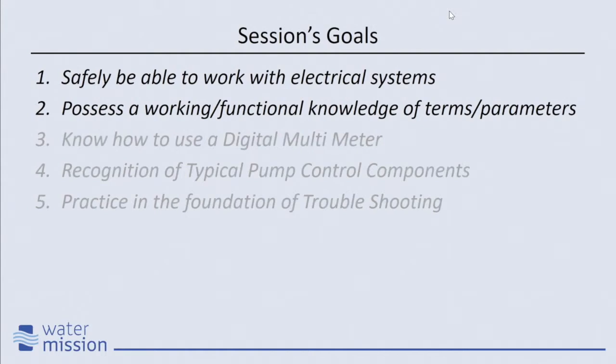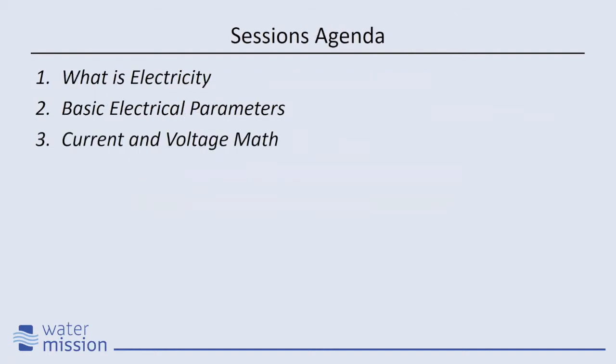In order to do that, we need to understand the terms and parameters that are used to describe electricity. So I want to give you a working and functional knowledge of that. This PowerPoint is mainly going to focus on the terms and parameters of electrical systems, because that's going to play back into our understanding of how to work with these systems safely. So let's start by talking about what is electricity.